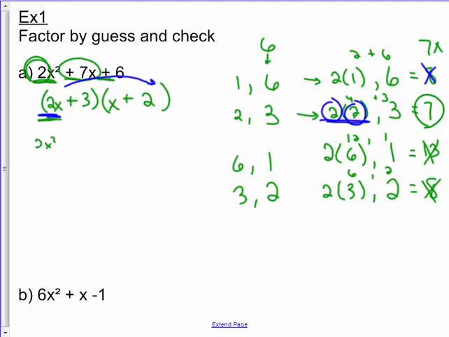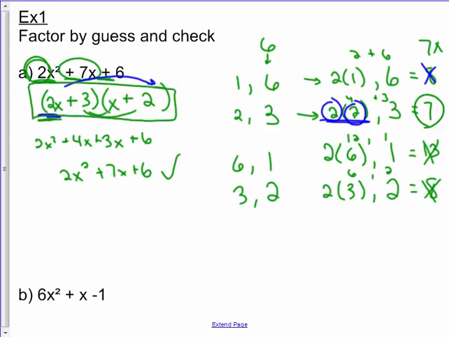Now I can check my answer here. 2x times x, 2x squared. 2x times 2 is 4x. 3 times x is 3x. 3 times 2 is 6. So I get 2x squared plus 7x plus 6. Notice it does check out. It is correct. So that is my answer: 2x plus 3 and x plus 2.